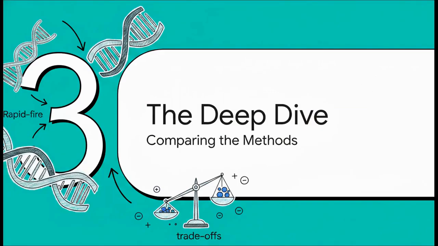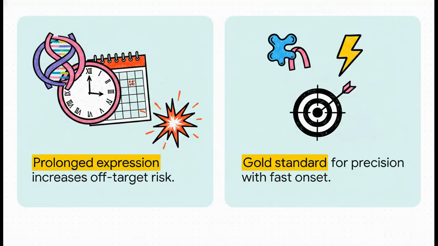Section 3. The deep dive. Look, in genetic engineering, there's no perfect method, only trade-offs. First, let's contrast plasmid DNA with the RNP complex. Plasmids are cheap, there's literally no size limit on the insert, and they're super easy to produce. But because the DNA persists in the cell for days or even weeks, Cas9 just keeps cutting long after your desired edit is made, which dramatically increases the risk of off-target mutations. Plus, there's a risk of the plasmid randomly integrating into the genome.